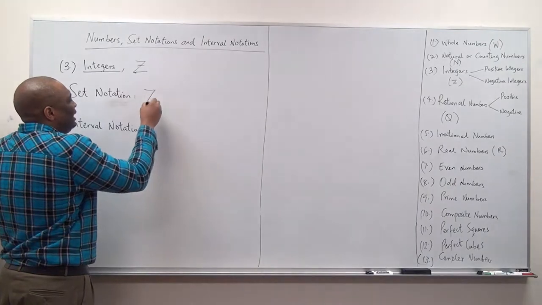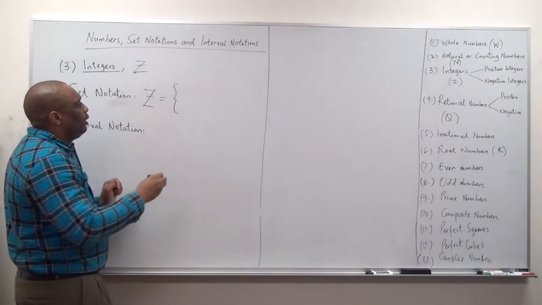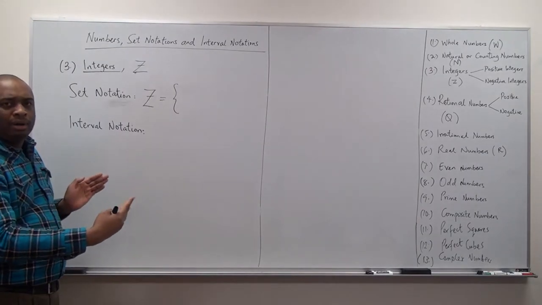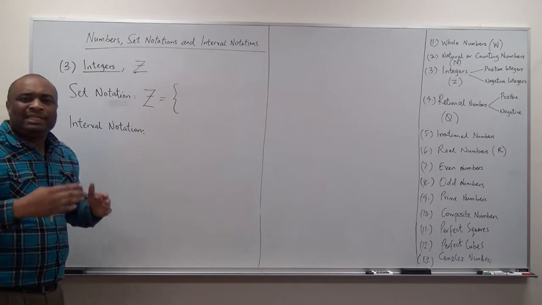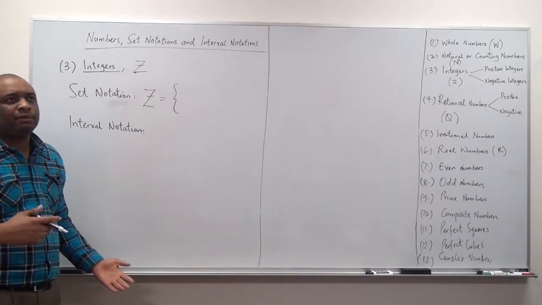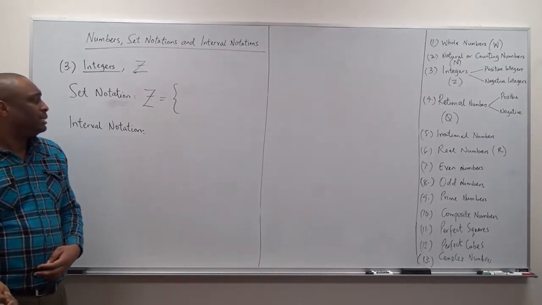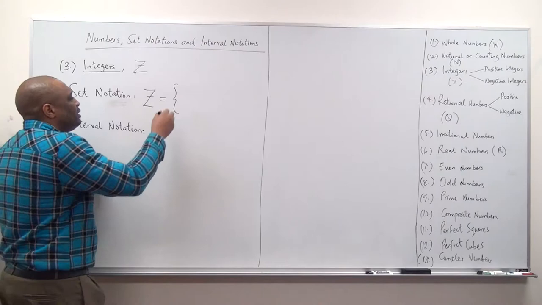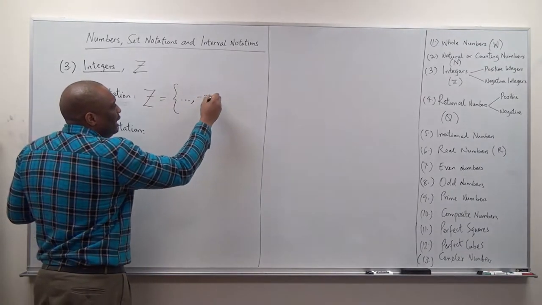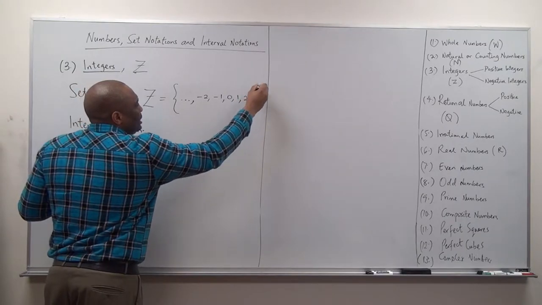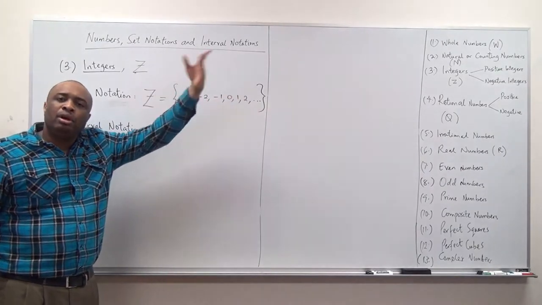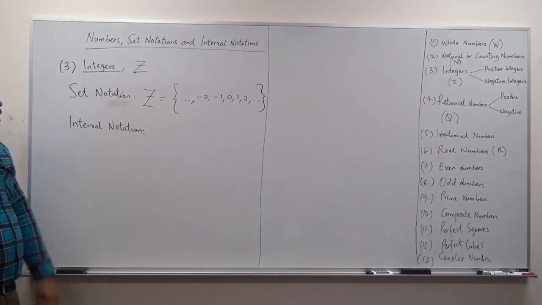So, Z consists of, if I was to write this in set notation, Z would be a set, of course, from negative infinity, zero, then positive infinity. It includes zero as well. Zero is neither positive nor negative. Zero just divides positive numbers from negative numbers. So we put the ellipsis, and maybe you just add negative 2, negative 1, 0, 1, 2, and the ellipsis. This tells you that it continues from negative infinity up to positive infinity. That is the set notation.